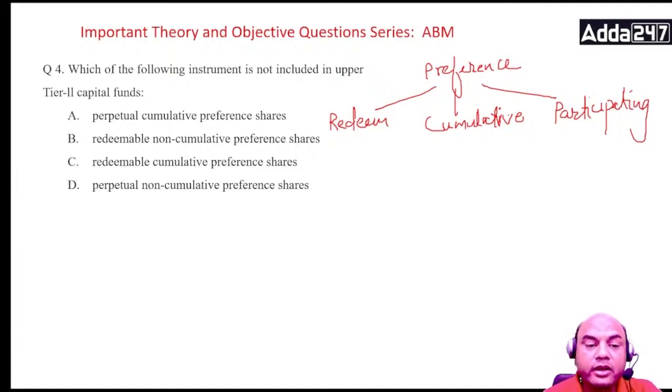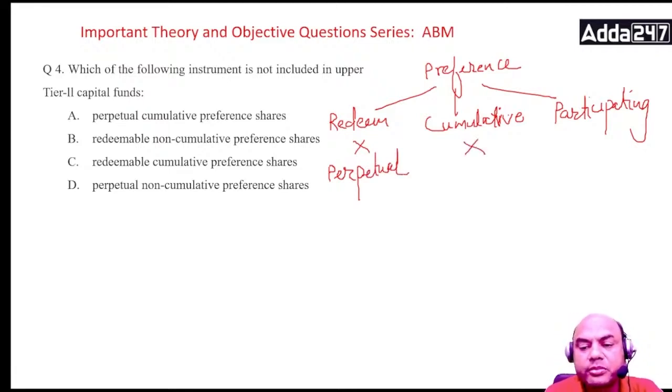Now the point over here is, what are the options given? Look at this, perpetual. Perpetual means what? I'll give you the opposites of this. Redeemable, opposite is perpetual. These are in cross. Perpetual means it goes on and on. Redeemable means it can be withdrawn anytime.